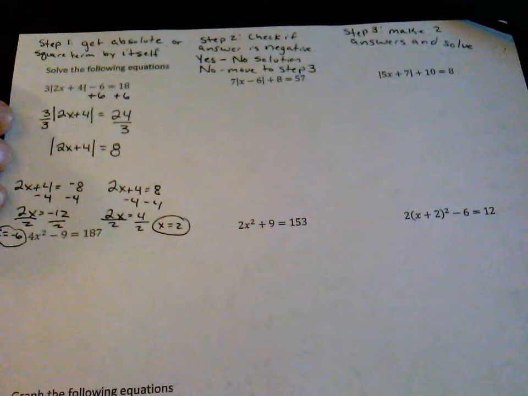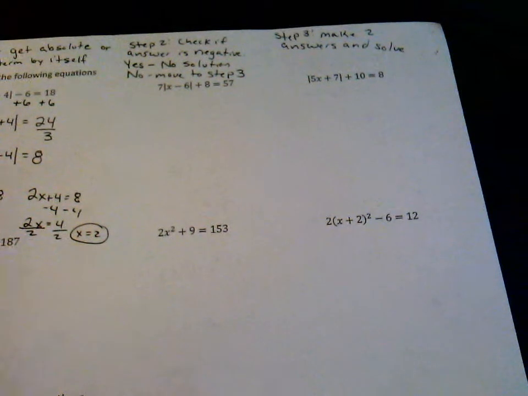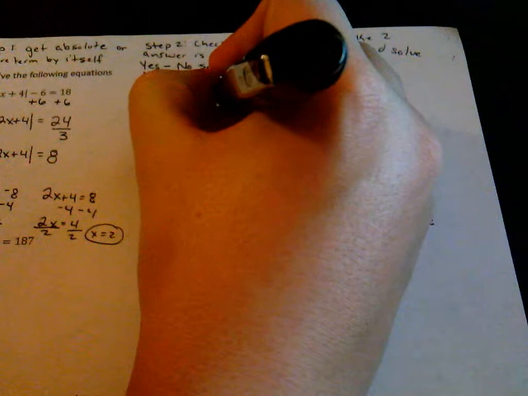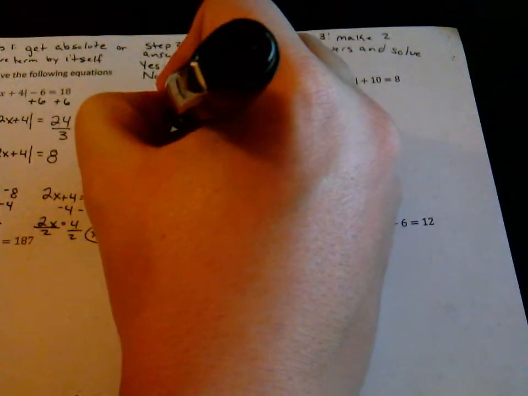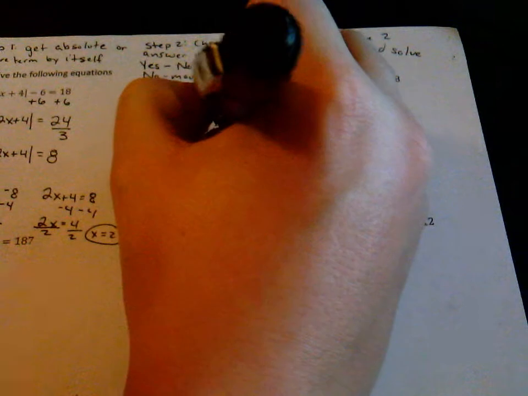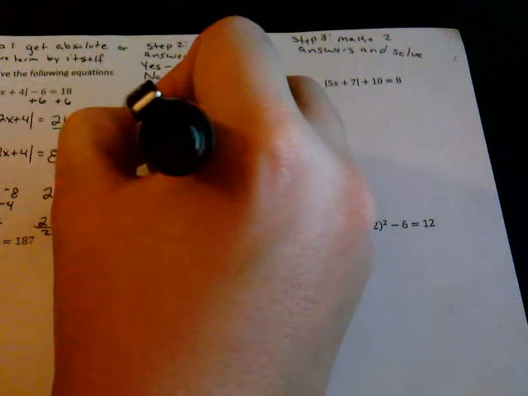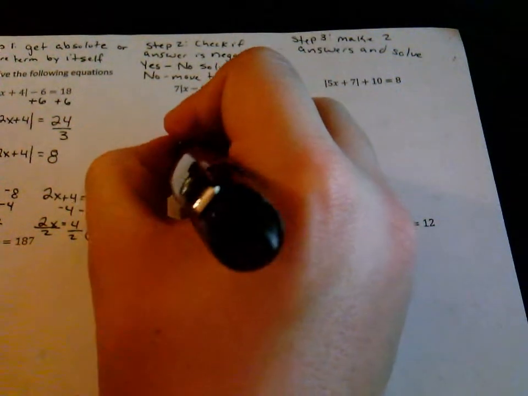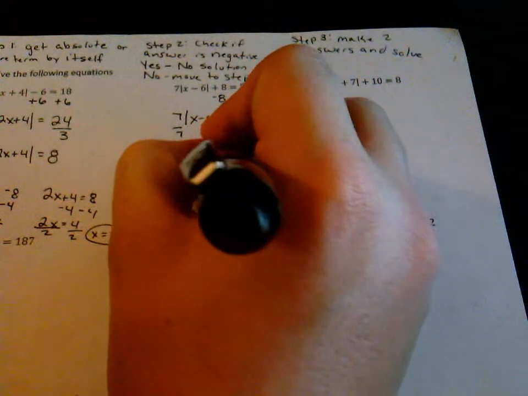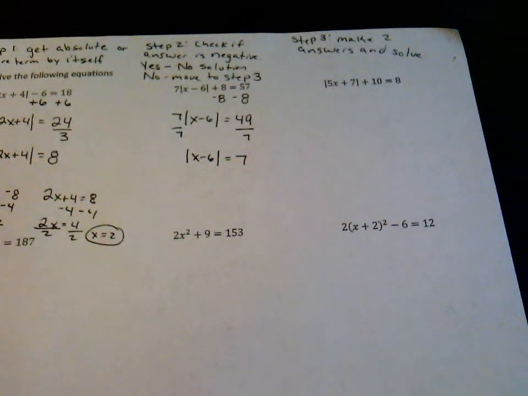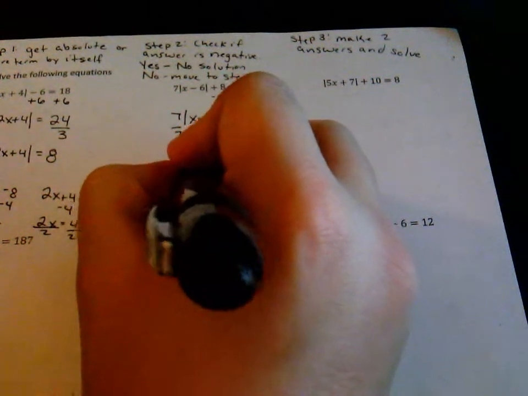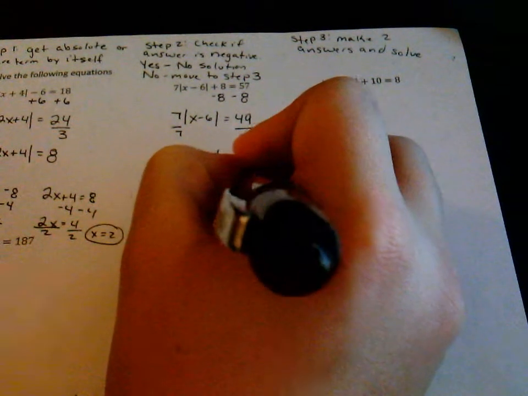Now on to the next one. Same idea. Step 1, get the absolute value sign by itself. So we're going to first subtract the 8 from both sides. This becomes 7 absolute value of x minus 6 equals 49. Then we're going to divide by 7. So that's going to give us x minus 6 equals 7. Okay. Step 2, check if answer is negative. No, it's not negative, so we can move to step 3, make 2 equations. X minus 6 equals negative 7, x minus 6 equals positive 7.